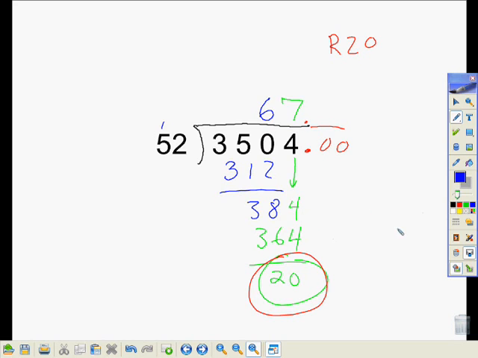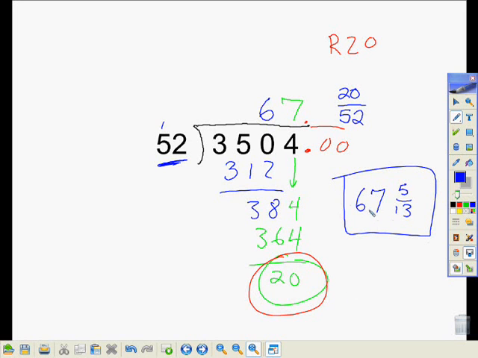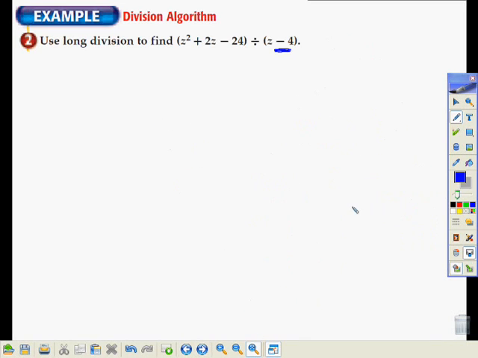The other method of doing this was remembering that this is what we're dividing by. So we could change this so that we have whatever our remainder is divided by whatever our divisor is. So this would be 67 and 20 over 52, or reducing that some more, that would give us 5 over 13. Or you could think of that as 67 plus 5/13. And so just remember what you want to do with this remainder here is go ahead and write it as a fraction over whatever this divisor is.